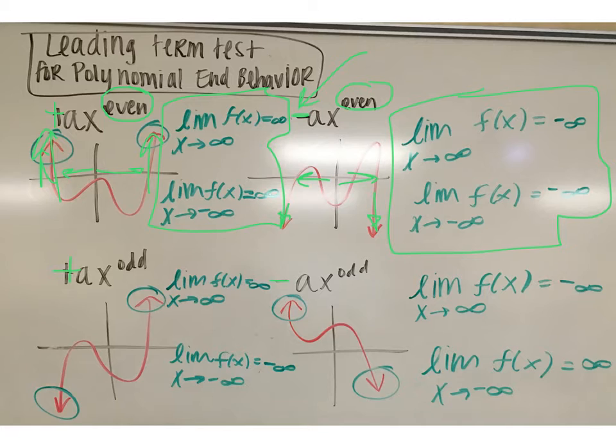Next is when we have a positive leading coefficient and an odd degree for your first term. It's going to take somewhat of a shape like this, and your limit statements are right here. If you have a negative leading coefficient and an odd degree, then it's going to look something like this, and your limit statements are here.